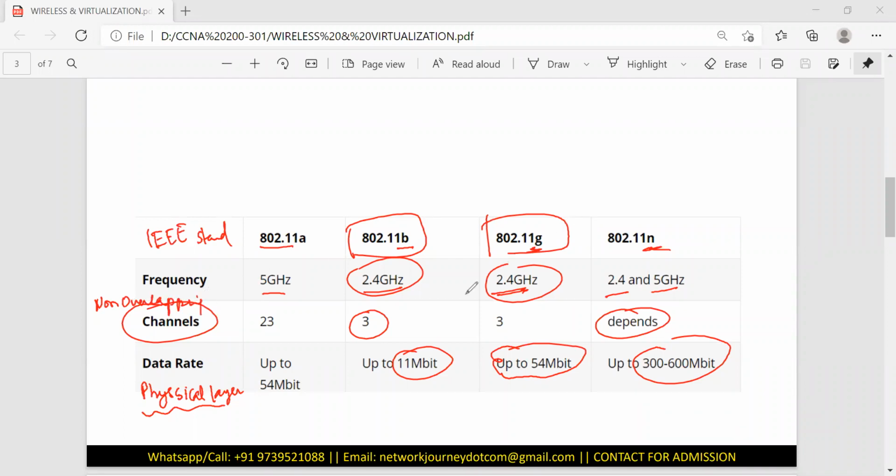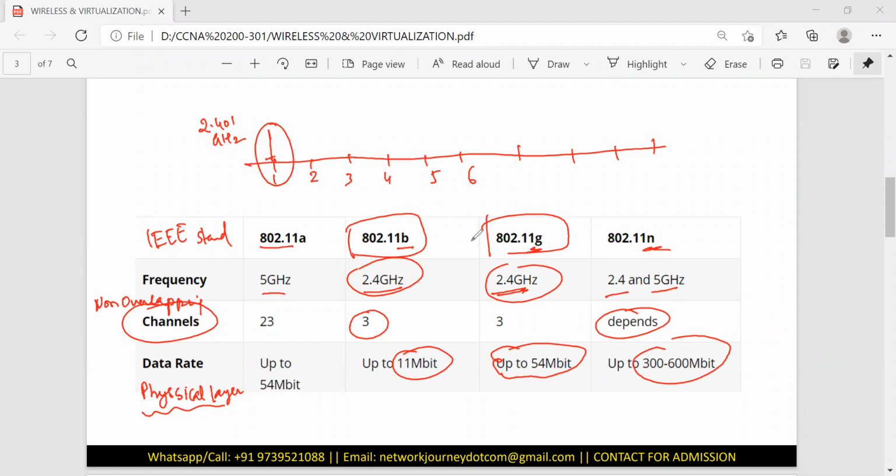That means if I take 802.11b, there are 14 or 15 channels in actual, starting from 1, 2, 3, 4, 5, 6. If one of your frequencies is, let's say, 2.401 or 2.402 gigahertz, if one channel is at this part, then for the other channel you have to keep a separation of 4 or 5 channels. If I keep a separation of 4 channels, then I can use the 6th channel.